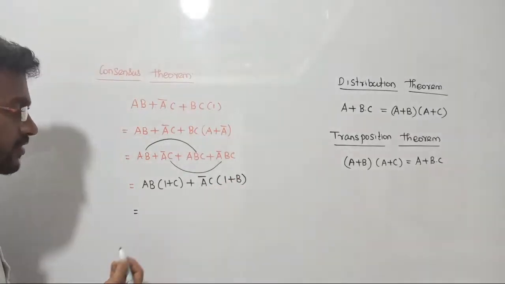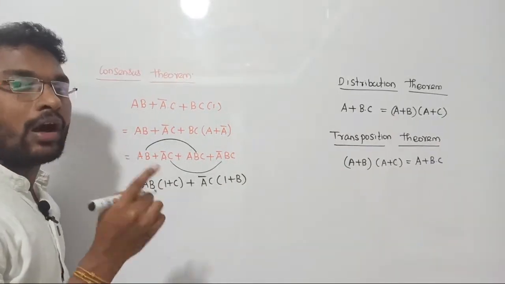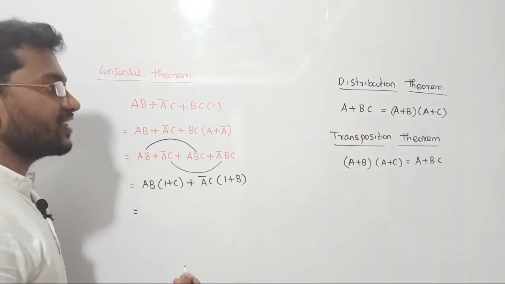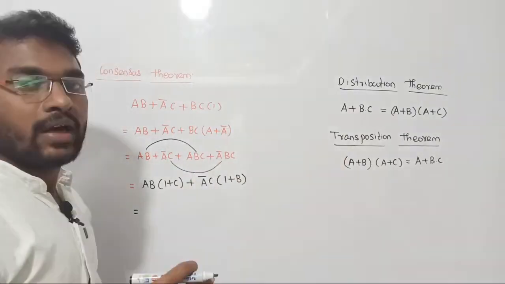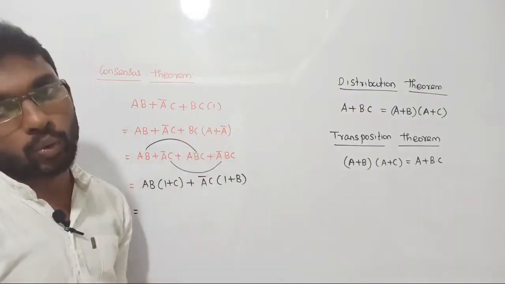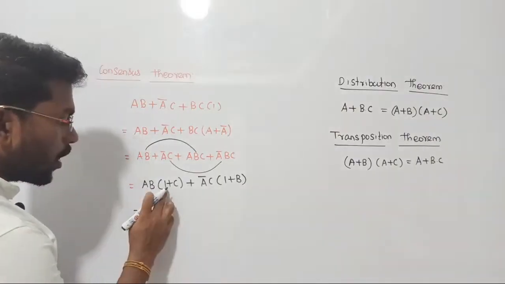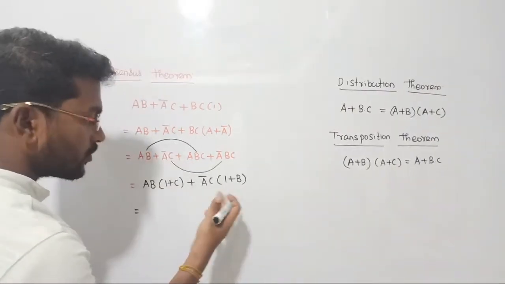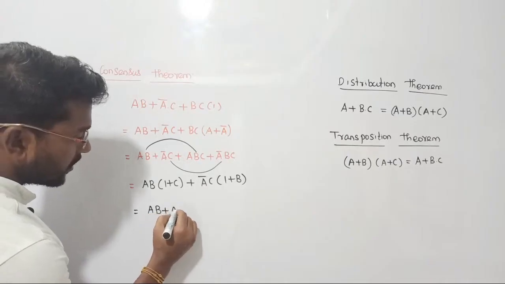Now we all know the equivalent value of 1 plus C. Anything plus 1 will always be equal to 1 in digital, we already saw. You can consider A plus B plus C plus D plus E plus F plus G plus 1, which should be equal to 1 only. So anything plus 1 in digital is always 1, so 1 plus C is also 1, and 1 plus B is also 1. So it can be further written as AB plus A bar C.